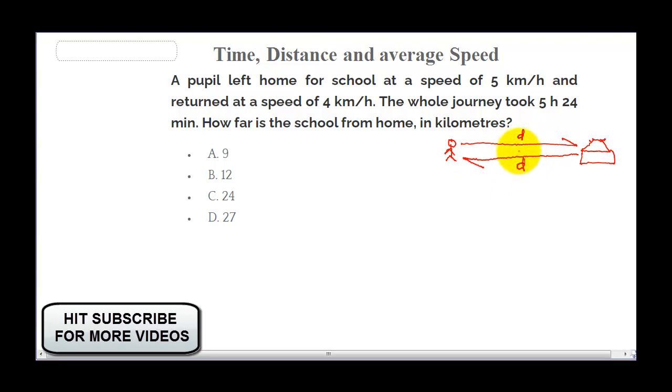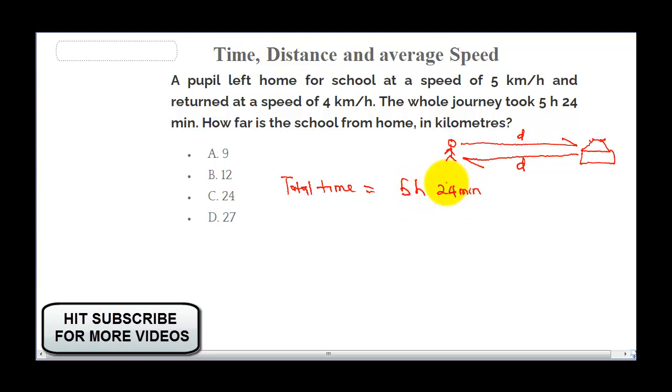So he covered equal distance, both going and coming back. But because of the time spent, his speed varies. So that is the first concept we need to actualize. Then the second one: the total journey, total time, took 5 hours 24 minutes.